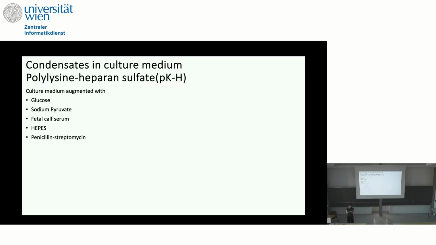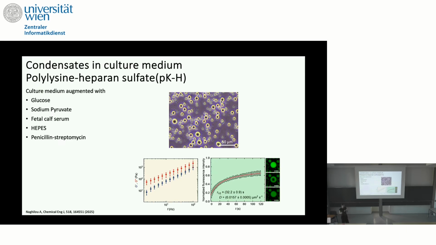And this system obviously has a culture medium, and it has nutrients for the cells. It also has serum, so everything the cells need to stay viable within a medium. And I made this culture medium, basically. You buy the culture medium, you add the supplements to it. And what I did next was to just add the poly-L-lysine and heparin sulfate into it. And three very nice things happened.